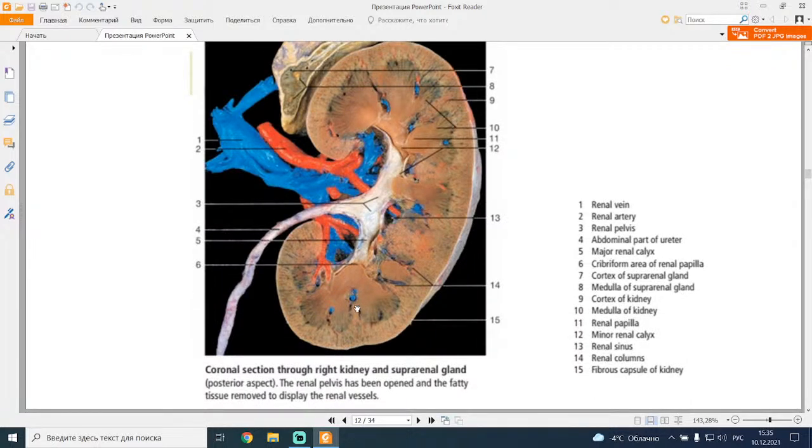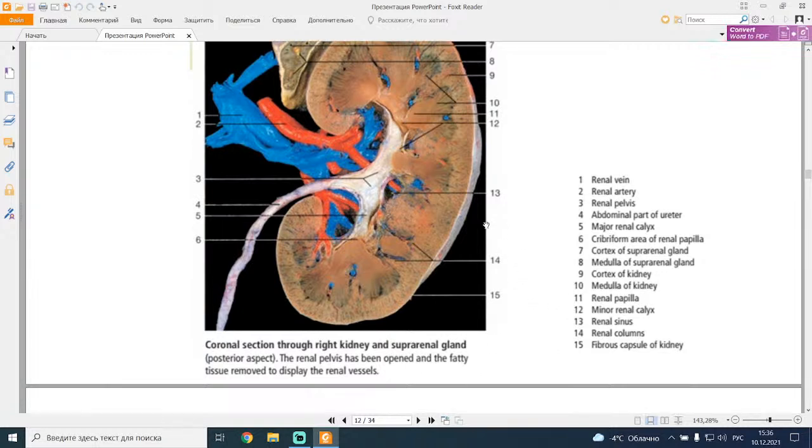You see a coronal section through the right kidney and suprarenal gland. This is the posterior aspect. The renal pelvis has been opened and the fatty tissue removed to display the renal vessels. You see the cortex. This is the medulla, pyramids, calyx, and calyces, capsule.